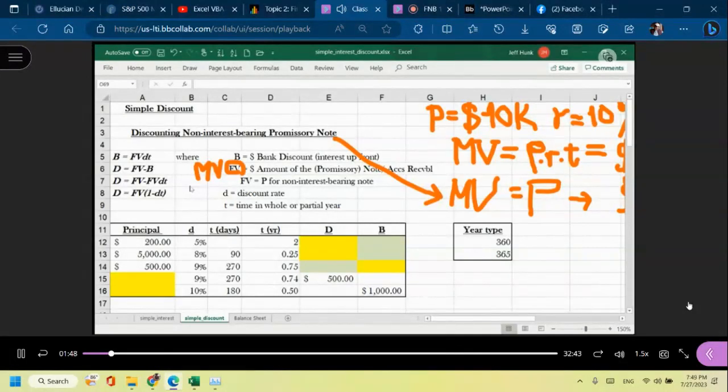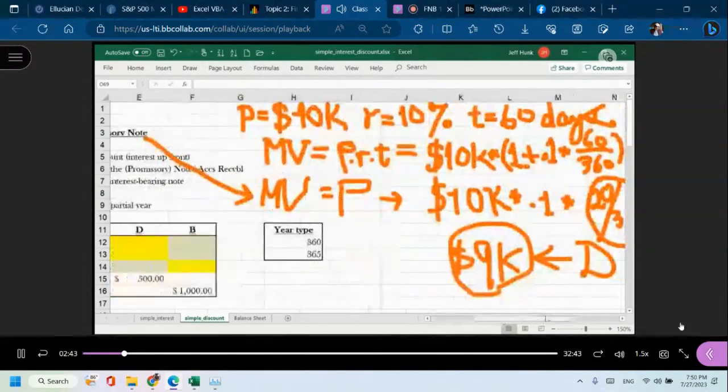If you borrowed $10,000 today at a 10% interest rate, that means you issued a promissory note for $10,000 at 10% interest. So one year later, you owe $11,000. That's the future value, as well as the maturity value, because at maturity, that's what you pay. That's what you owe. With that in mind, D is the discount rate, and T is time.